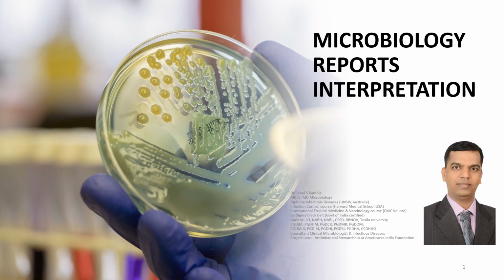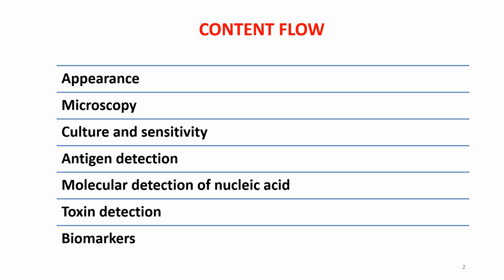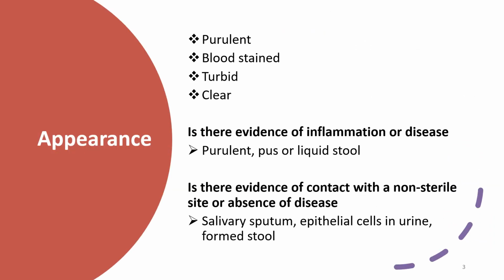Hello, let's learn about how to interpret a microbiology report. Let us start with the appearance of the samples. Samples may be purulent, blood-stained, turbid, or clear. Is there any evidence of inflammation or disease?